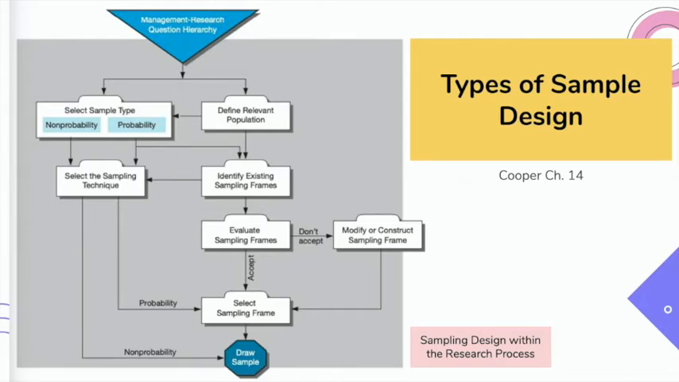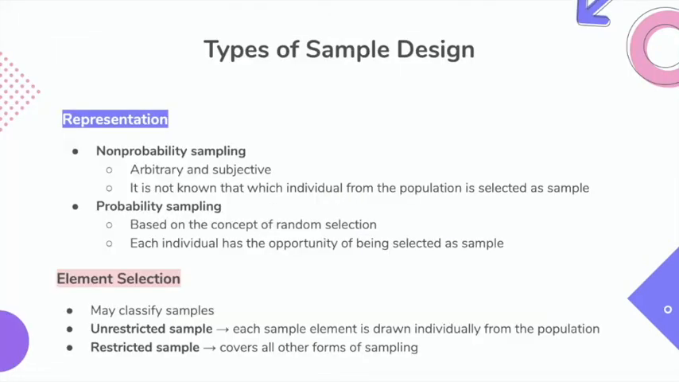Next are the types of sampling design, and here the picture illustrates the sampling design within the research process. It starts with the management research question hierarchy and ends with drawing samples. So there are options for researchers to draw the sample for their research. There are two approaches to sample design. The first one is representation, which is divided into two.